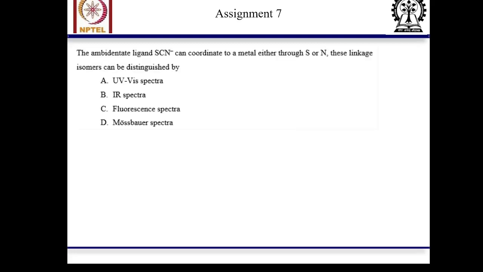The ambidentate ligand SCN minus can coordinate to metal either as S or N. This linkage isomer can be distinguished by UV visible spectra, IR spectra, fluorescence spectra, or not. The very simple thing is that if the metal is bonded through S or if the metal is bonded through N, they will have different force constants and different vibrational frequency nu. So that comes under the IR spectrum. So this is the correct answer for this.